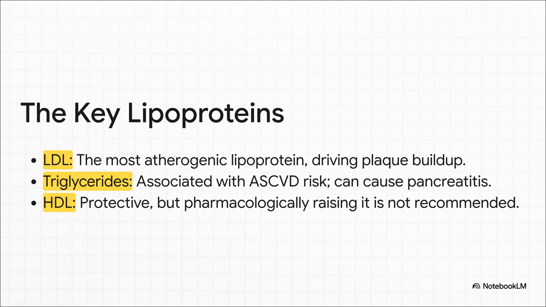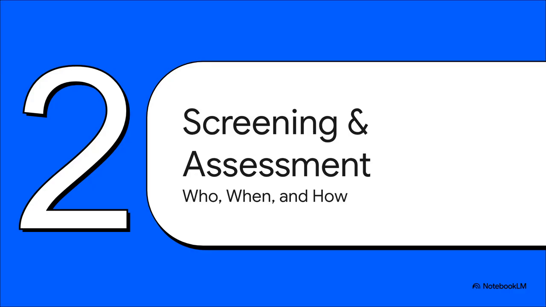To really manage this, you've got to know the key players. Think of LDL cholesterol as public enemy number one. It's the most atherogenic, it's what drives that plaque, and it's our primary target for therapy. Triglycerides also contribute to risk, and when they get super high, they can cause a totally different problem, pancreatitis. And HDL? Well, we used to think of it as the good cholesterol, and while higher levels are protective, we've learned that trying to raise it with drugs just doesn't work to improve outcomes, so we don't target it.